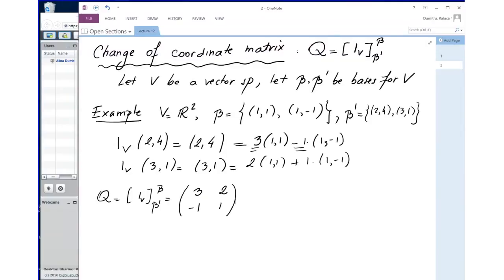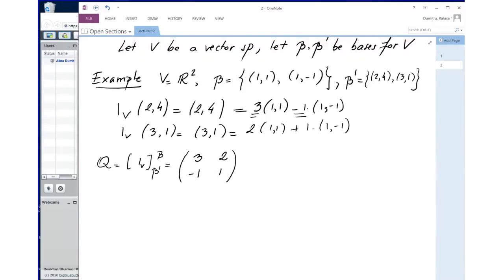Well, here's what it does. For any vector you choose, it changes beta prime coordinates into beta coordinates in the following sense. If I take a vector like 5, 5 and express it in the basis beta, like I take the beta coordinates of this 5, 5, what vector do I get? Well, 5, 5 can be expressed as 5 times the first vector in beta plus 0 times the second vector in beta, right? 5 times 1, 1 plus 0 times 1, negative 1.